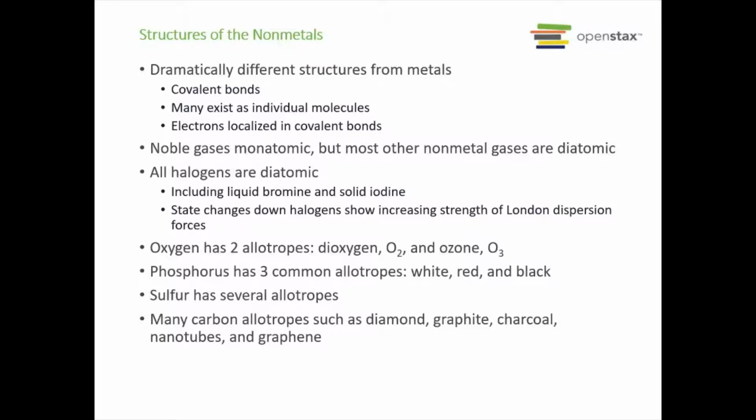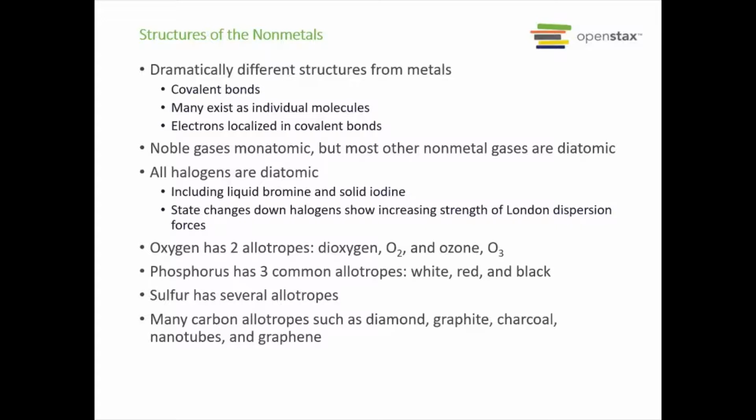Noble gases are monatomic, so you just have helium gas by itself, but most of our other nonmetal gases are diatomic, meaning H2, N2, O2 in their natural state. Halogens, all of them are diatomic, and this includes liquid bromine and solid iodine. Even though bromine is liquid at room temperature, it's still Br2, and iodine is a solid, but it's still I2.